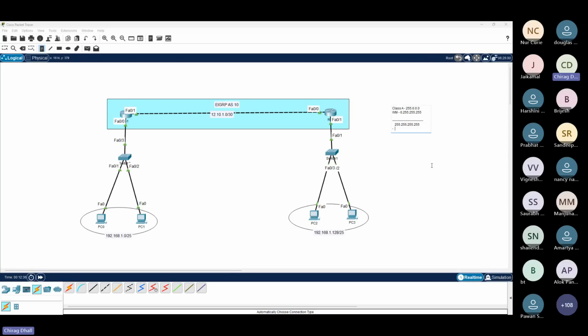For example, I'll try to find out the wildcard mask for class C. So what I'll do is subtract my class C's subnet mask, which is 255.255.255.0. And what do I get? I'll get 0.0.0.255. That's going to be my wildcard mask for class C. Make sense?